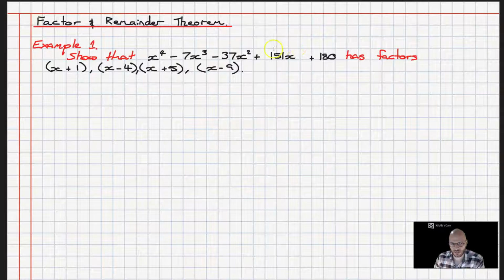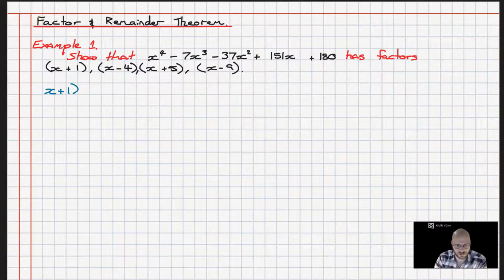Now the factor and remainder theorem is a method in which we can take our top algebraic expression up here and divide it by any of these factors, and we'll be able to verify that these are indeed factors. So to do this technique, we start off as if we're applying some long division. So we'll go for x plus 1. We'll prove that that is a factor.